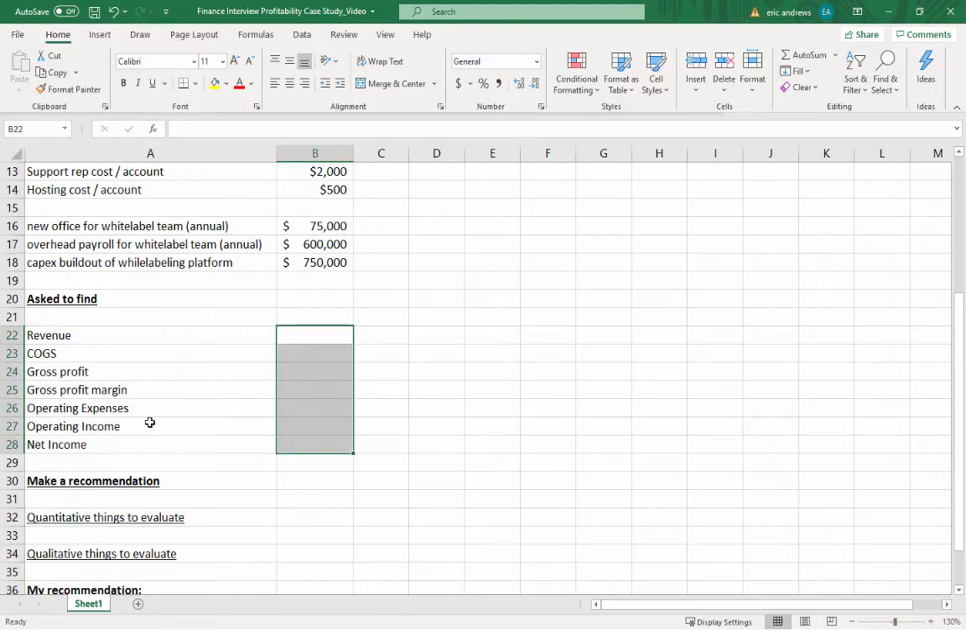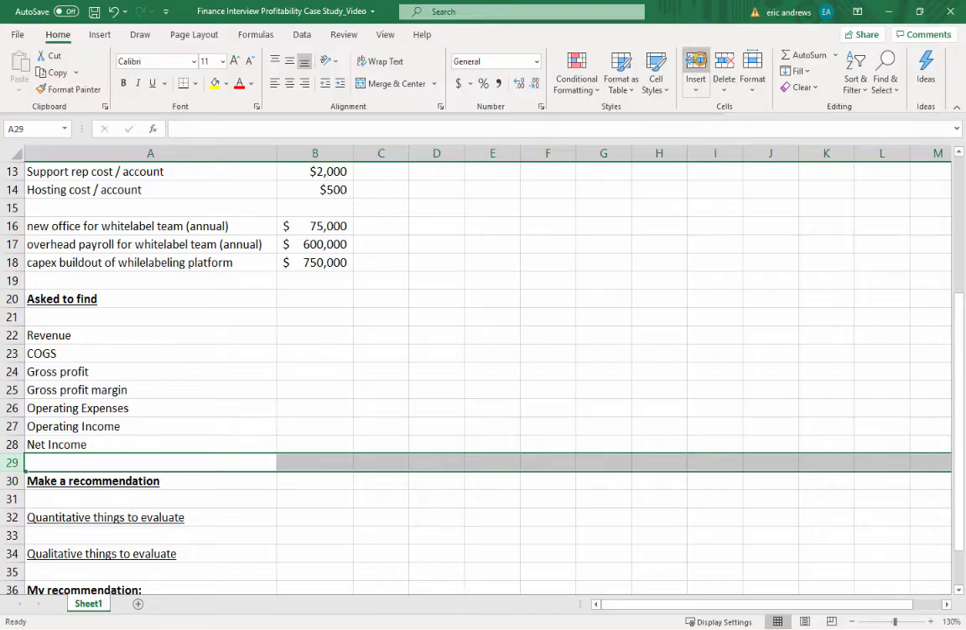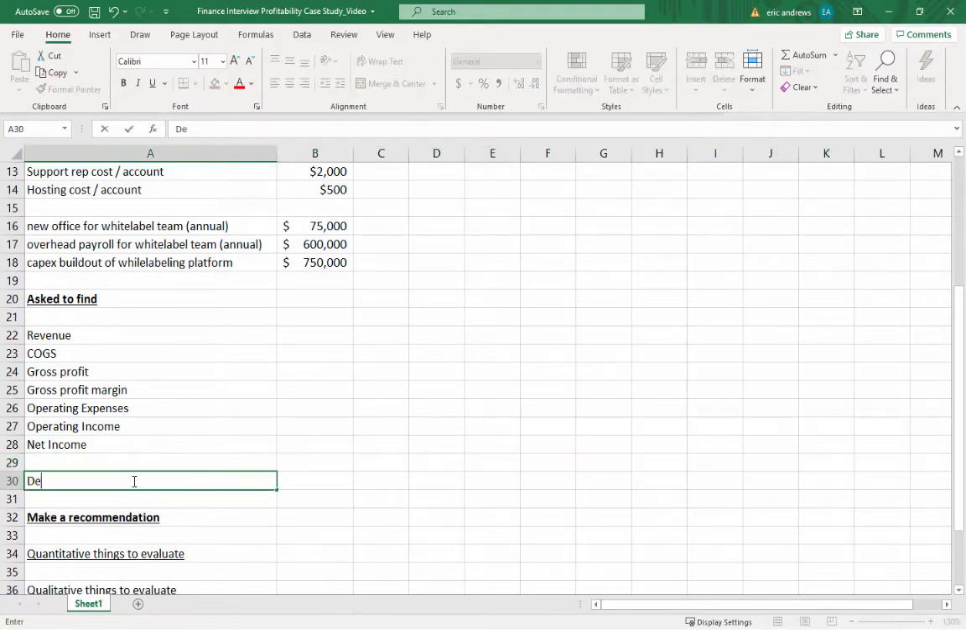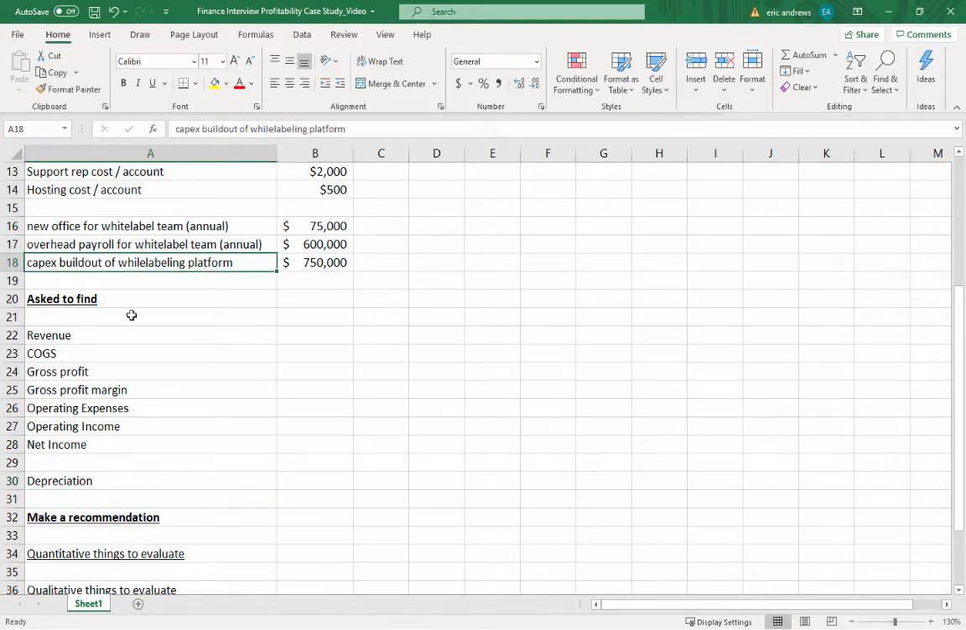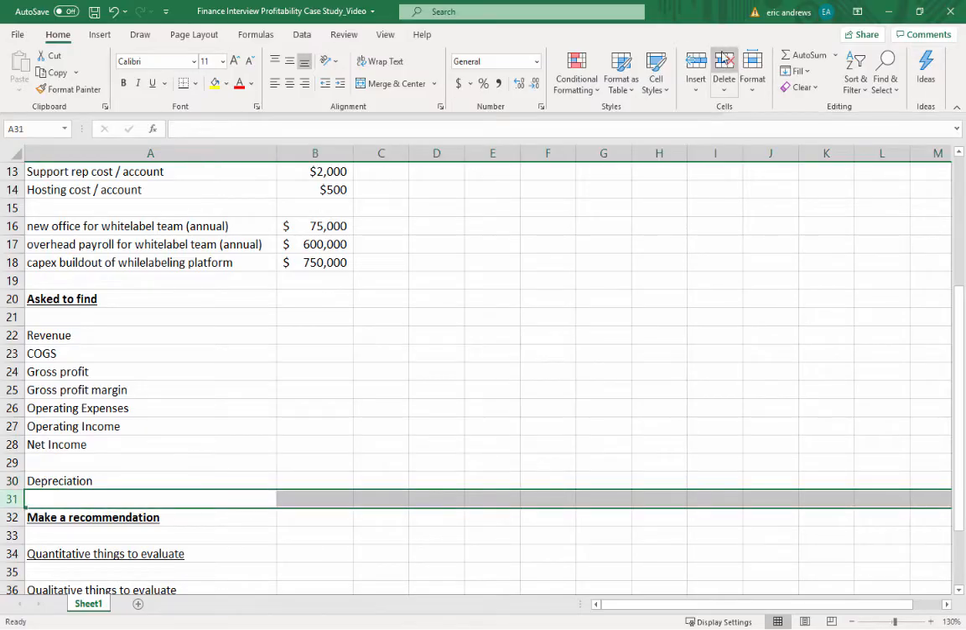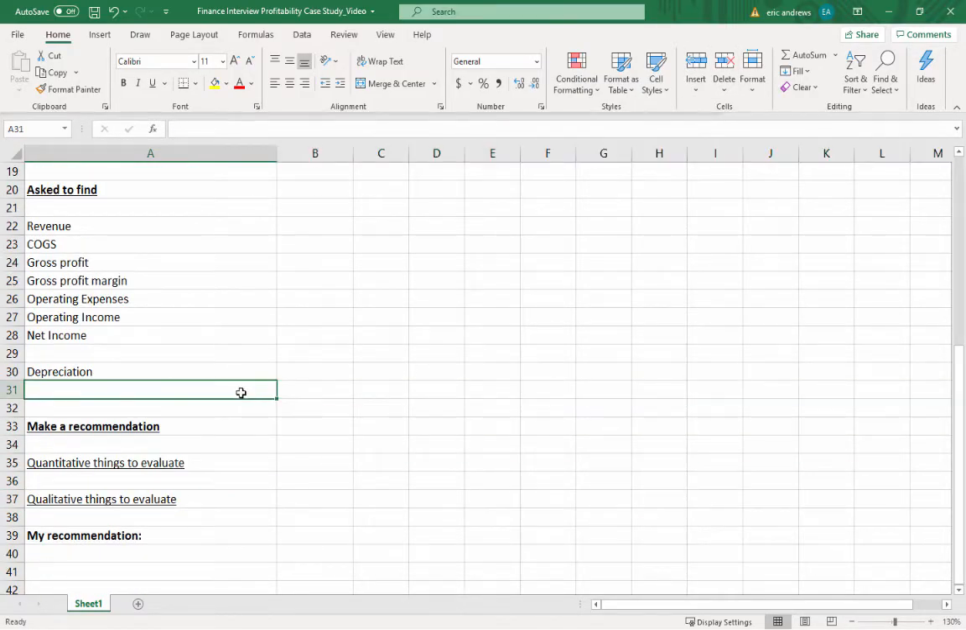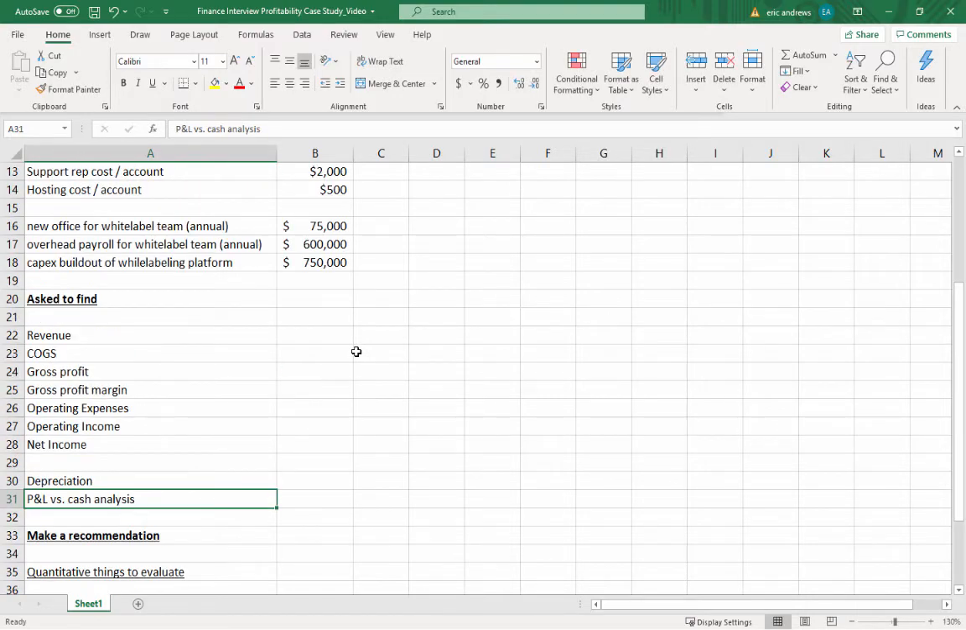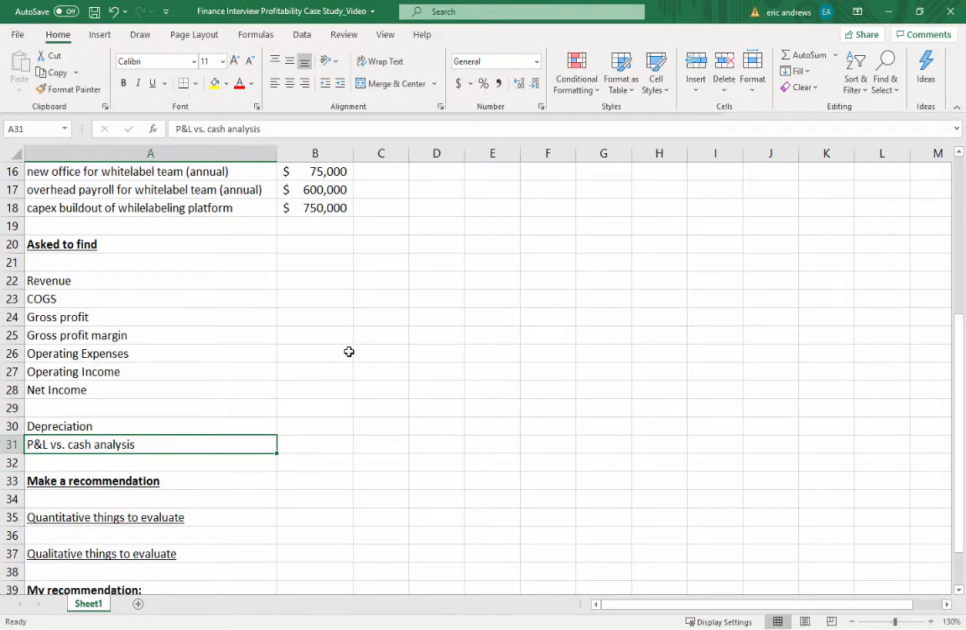But one thing that will definitely be missing is, first off, depreciation. We're going to have to calculate depreciation because we have a CAPEX investment, so there'll be some assets that we need to depreciate. And then the next thing is the P&L versus cash analysis. When you're thinking about the income statement, anytime you're buying assets and depreciating them, the cash impacts will be different than the net income. So you want to break down the difference in your analysis. And that's going to be very typical in all finance case studies.